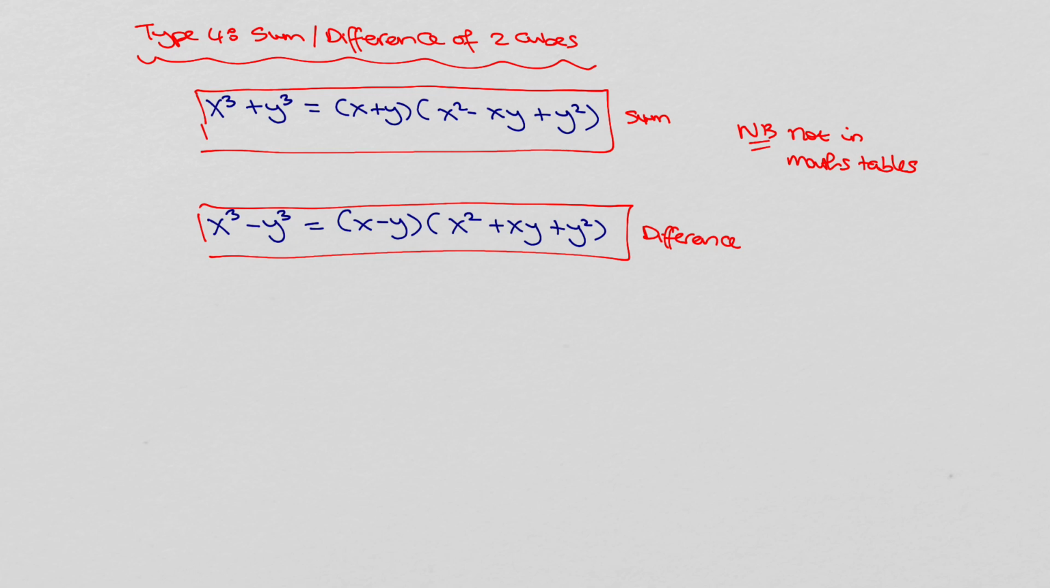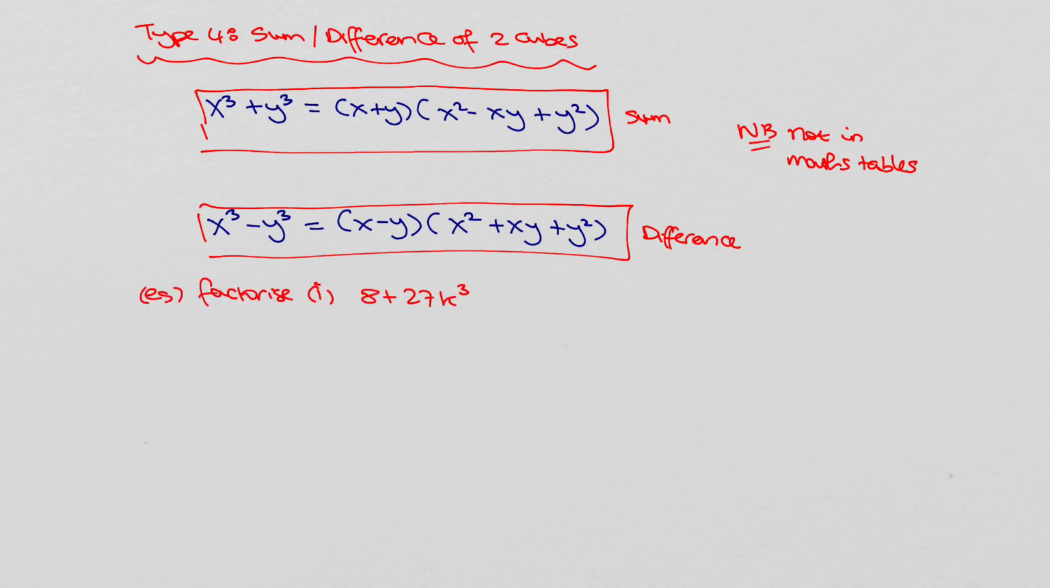So if we have a minus between the two perfect cubes, then it's going to be the first term minus the second term, times the first term squared, plus the first term times the second term, plus the second term squared. In other words, x minus y by x squared plus xy plus y squared. So a bit like the difference of two squares, they're not always going to be given to us as x cubed plus y cubed or x cubed minus y cubed. In other words, we have to spot that it is a perfect cube.